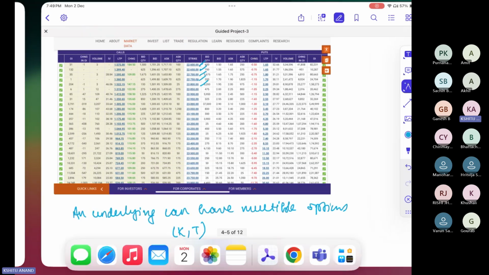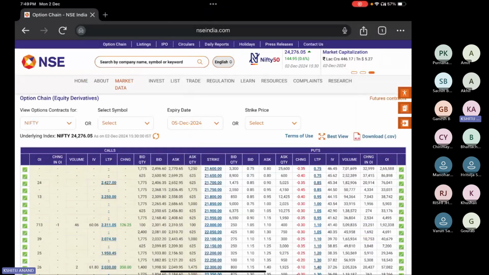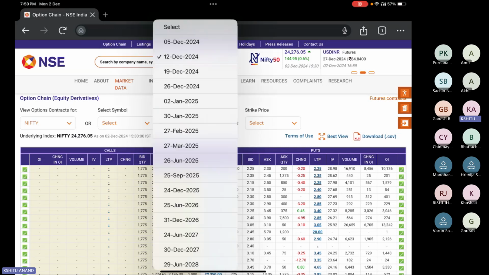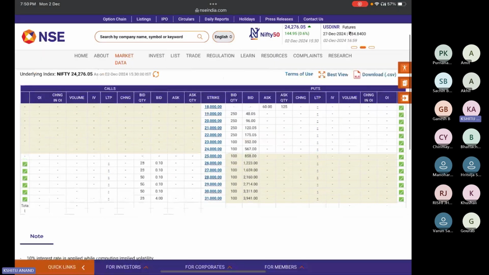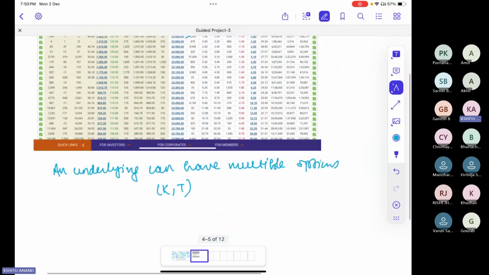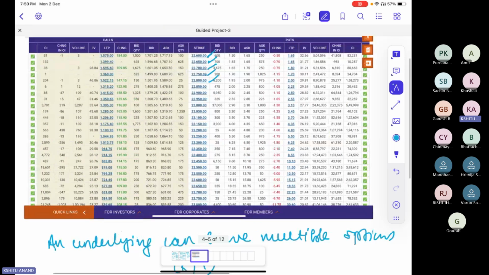You can change the time to maturity as well. All these options have an expiry date of 5 December, which is the maturity time. You can change it from here. Now all these options have an expiry date of 12 December, right? 25 December. So let us not worry about it. But you can see that an underlying can have multiple options, and each option will have a different strike price and time to maturity. Now you can see that all these options have different implied volatility.